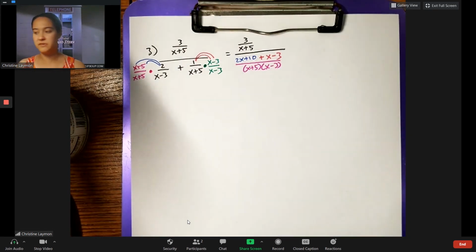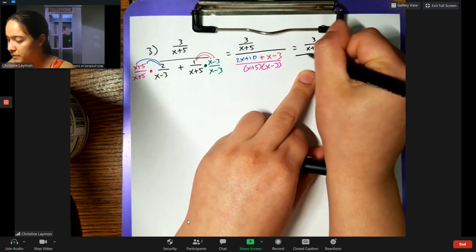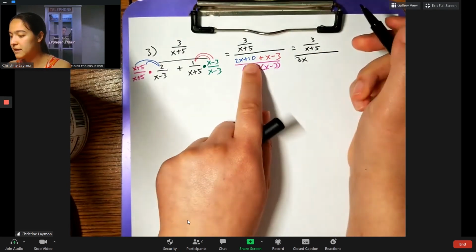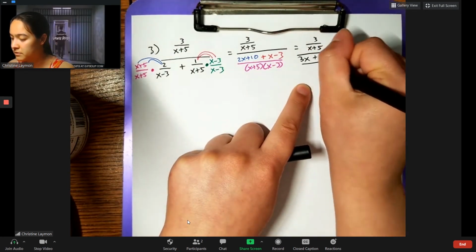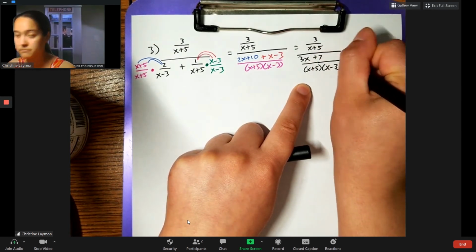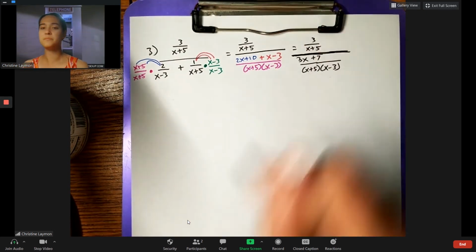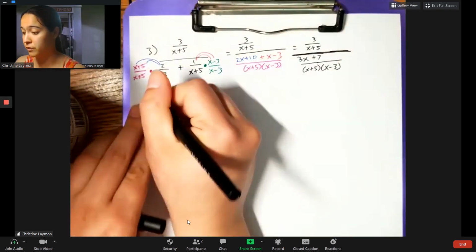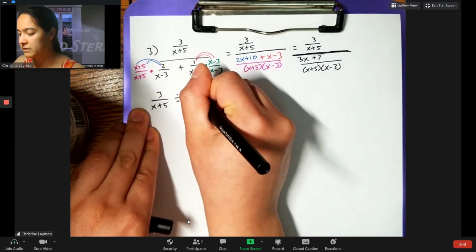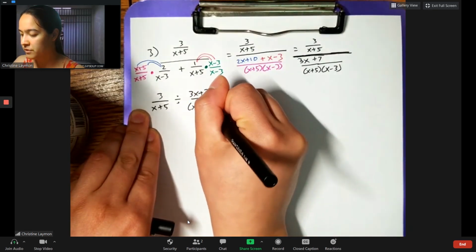Let's go ahead and simplify what we've got. So I have 3 over (x plus 5), big fraction bar. 2x plus x is 3x. 10 minus 3 is plus 7, over (x plus 5) quantity (x minus 3). Okay, let's actually make this a bit more obvious. This here is the big fraction bar. I'm going to rewrite it using that division for a moment. So I really have 3 over (x plus 5) divided by (3x plus 7) over (x plus 5)(x minus 3).